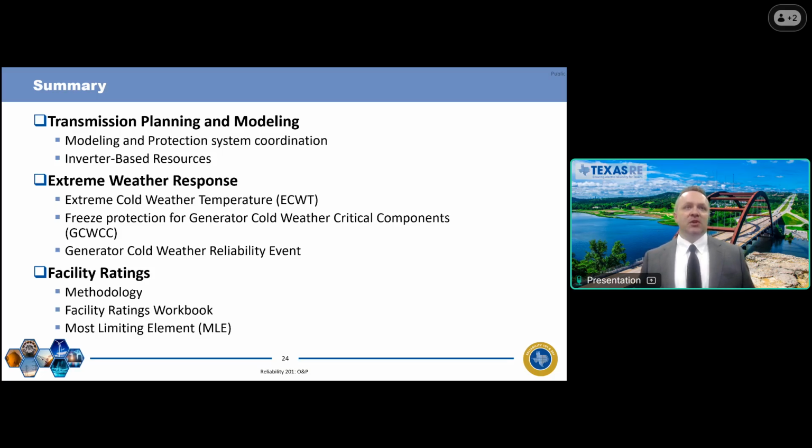the two definitions I mentioned, extreme cold weather temperature, the data associated with calculating that extreme cold weather temperature. Documenting your process for making that calculation and where you're getting your data from is important. Freeze protection measures for generator cold weather critical components. And the generator cold weather reliability event is another NERC-defined term in the glossary of terms associated with EOP-012.